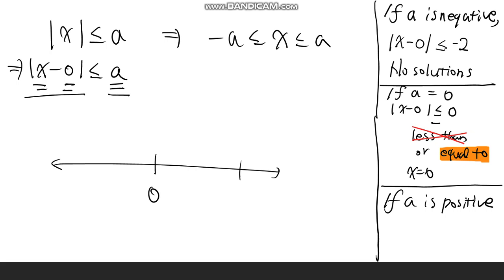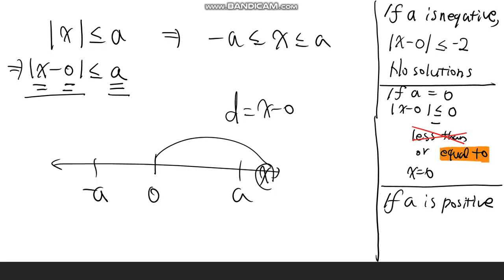Doing the same thing, let's say a is here and negative a is here. Can our x be here? Then the distance between x and 0, let's say this distance here is x minus 0, right? And then this one over here is a. x minus 0 is greater than a, therefore x cannot be here. Therefore x should be in here. x should be here, here, here. x could be 0, right? But x can also be a, right?